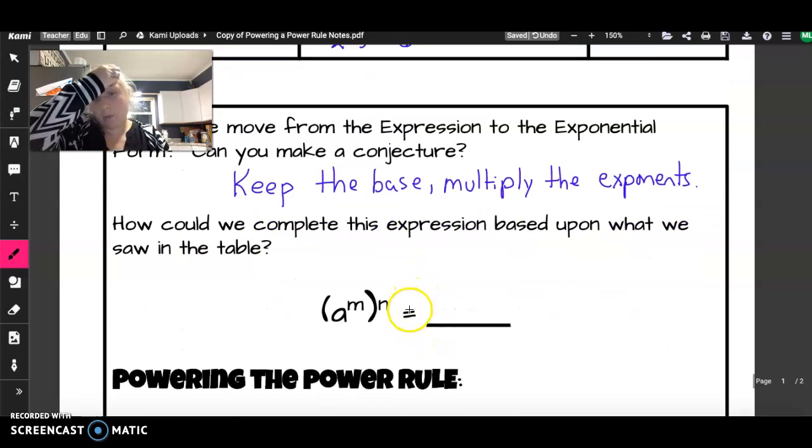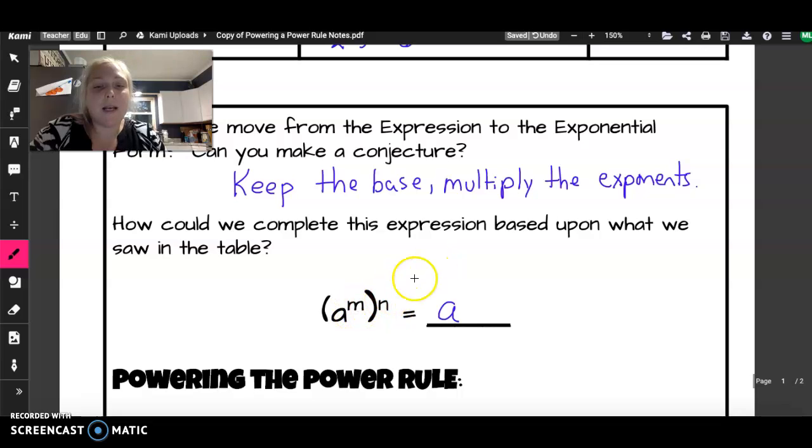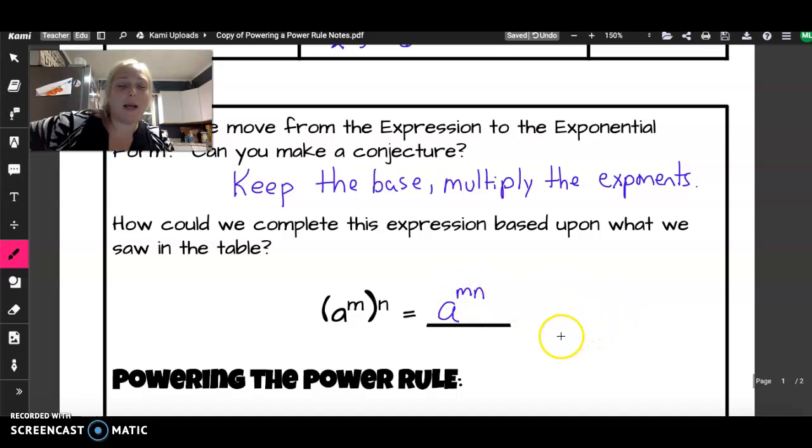So we're thinking about how can we set that up? How can we complete this expression to show that? All right. Well, it's just like what we said. If we have to keep the base every time, well, our base is an A. So we would have an A here as our base. And then show that we're multiplying m times n. And to show variables being multiplied together, we would just show that m n. Because anytime you see those variables squished together, that means they're being multiplied together. So a to the m power raised to the nth power would equal a to the mn power, where m and n are being multiplied together.